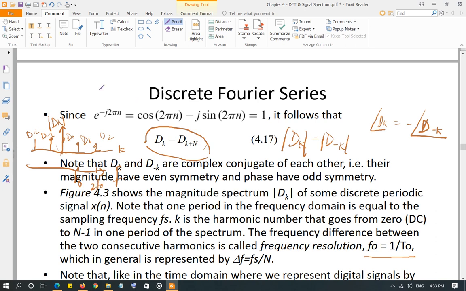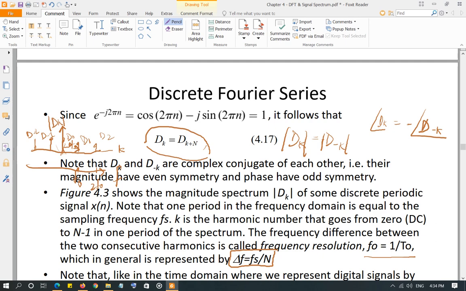So f naught is the fundamental frequency, and it is called the frequency resolution. In general, frequency resolution is basically the distance between two consecutive components in the frequency scale, and it's expressed by delta f. So delta f is calculated as fs over N, because in one cycle the length of the frequency is the sampling frequency, right?